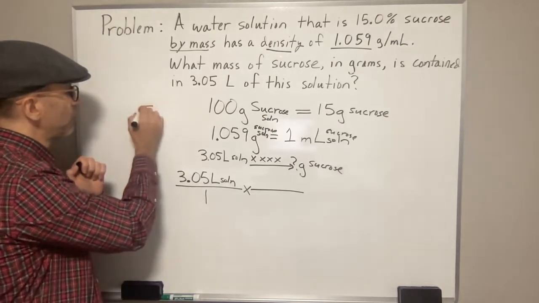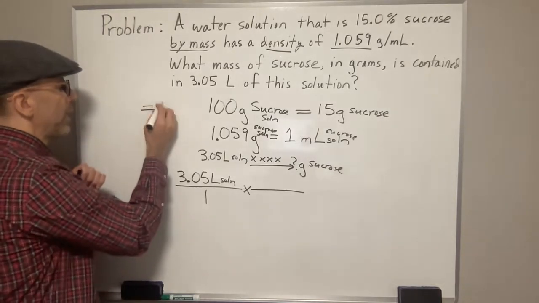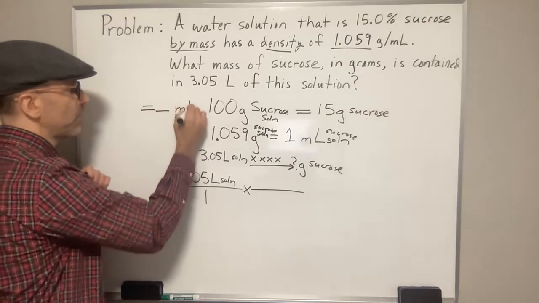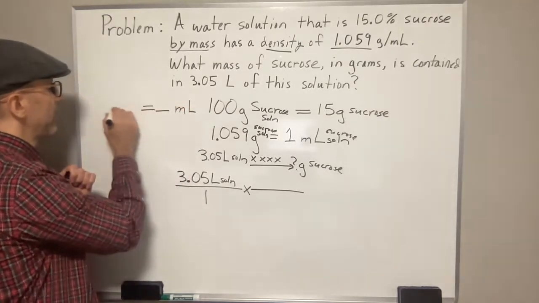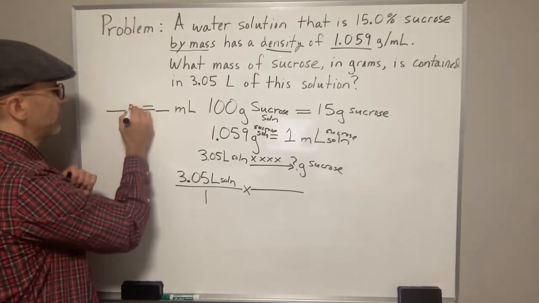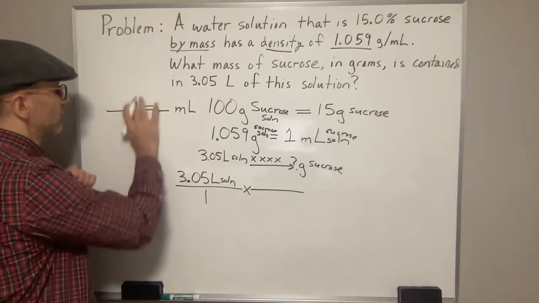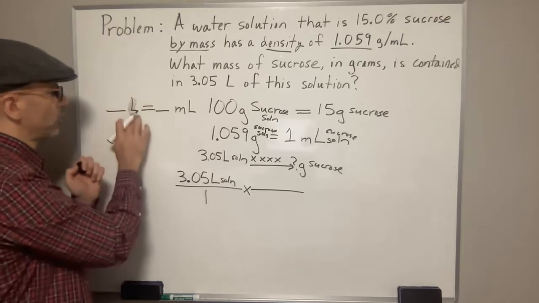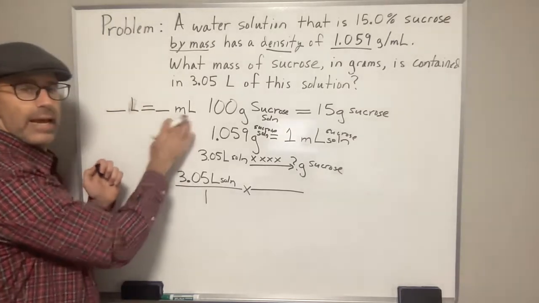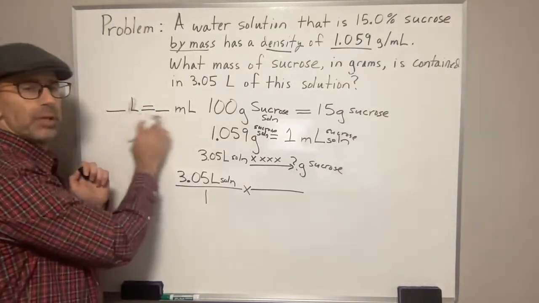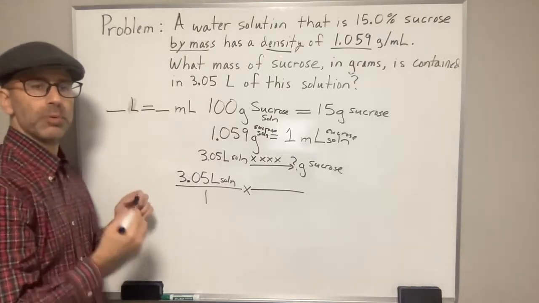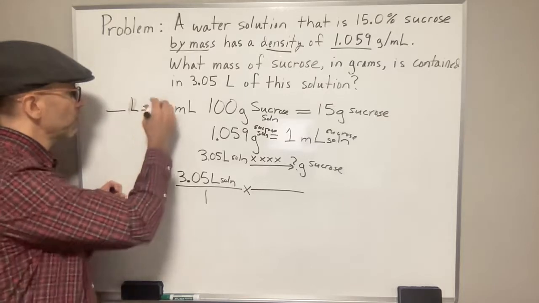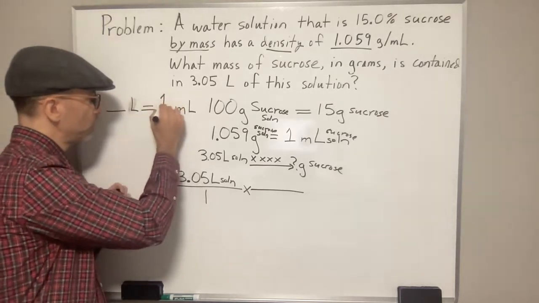So I'm going to set up an equality and I'm going to put milliliters on one side and liters on the other. So liters compared to milliliters. And now what I need to do is fill in the blanks with numbers. I always put a 1 with the unit that has the prefix. So I put a 1 here with milliliters.